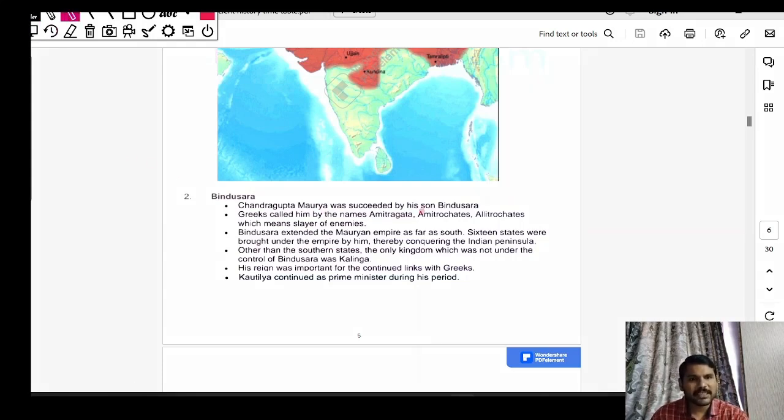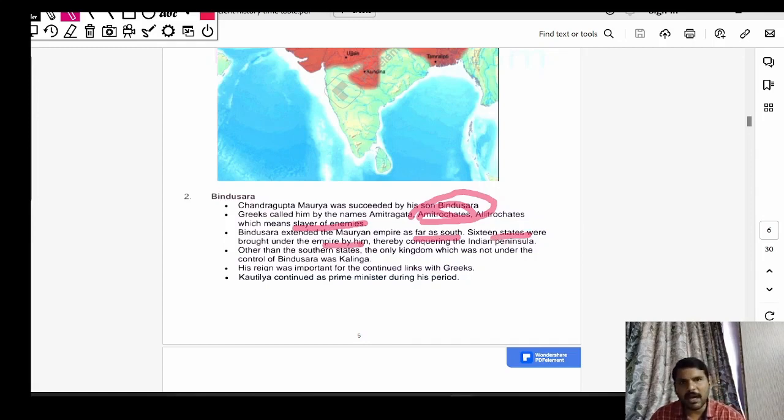So Chandragupta Maurya was succeeded by his son Bindusara. You have to remember the political history and the achievements or the important key points of each of these rulers. The Greeks called him Amitrochates, which is also very important, and it means the slayer of enemies. So he was also very militarily successful. He extended the Mauryan Empire as far south, and all the 16 states were brought under the empire.